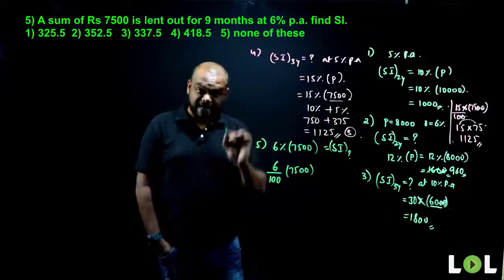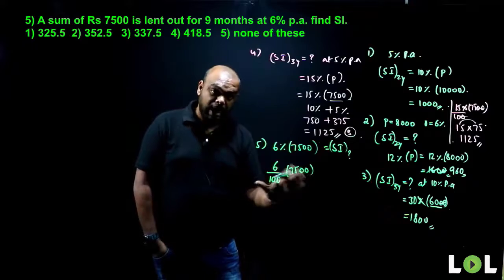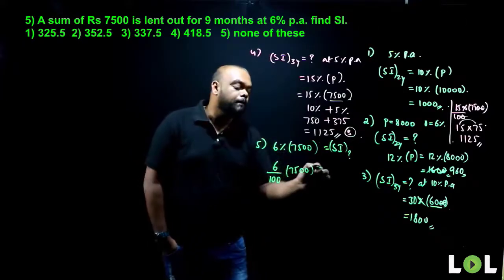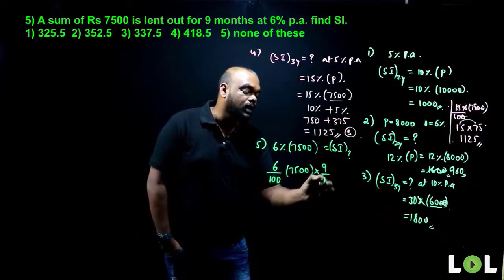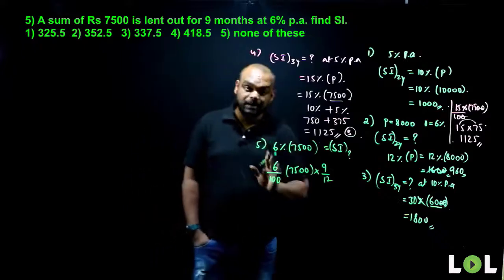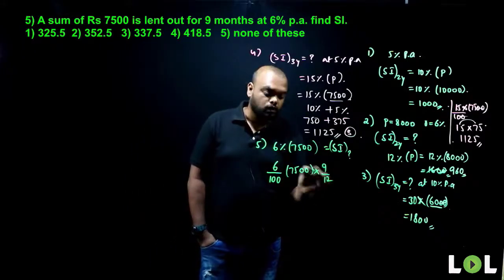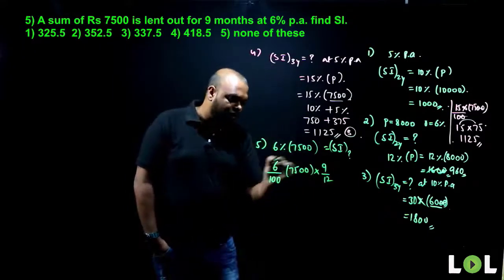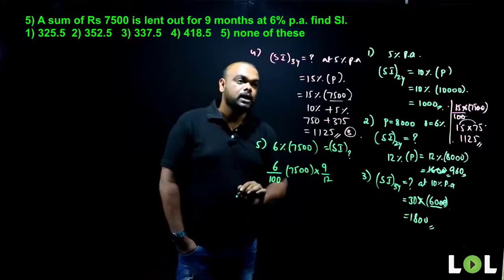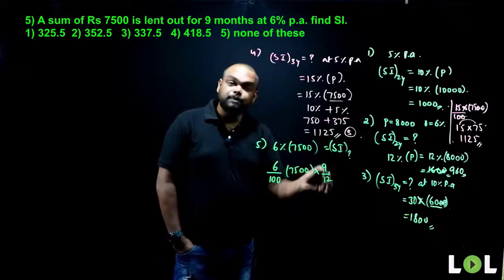We need interest for 9 months, okay? But this is for 1 year. I don't want it for 1 year. I need it only for 9 months. What do you do? Multiply with 9 by 12, because you want 9 months out of 12 months. This complete thing is for 1 year, but I want only 9 months. So, multiply with 9 by 12.